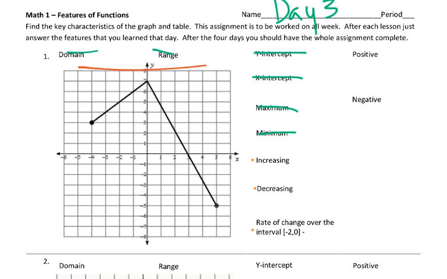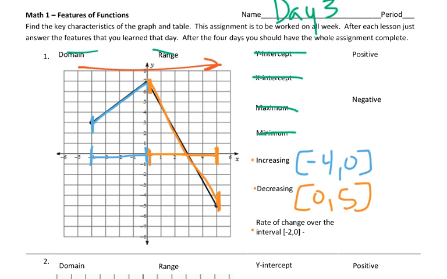So increasing and decreasing. We're always looking left to right. Okay? Increasing going up. Decreasing going down. And we use the x values. I don't care how high up it goes or how far down it goes. I'm using the x values for the intervals. So we start here at -4, and I'm increasing till I hit 0. So from -4 to 0, that's where my graph is increasing. Then I start at 0, and I'm decreasing till I get down to the x value of 5, so from 0 to 5, that's where I'm decreasing.